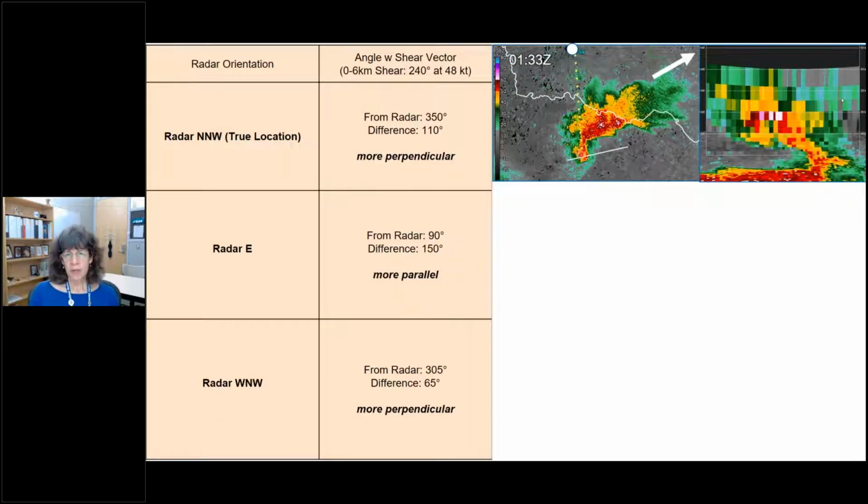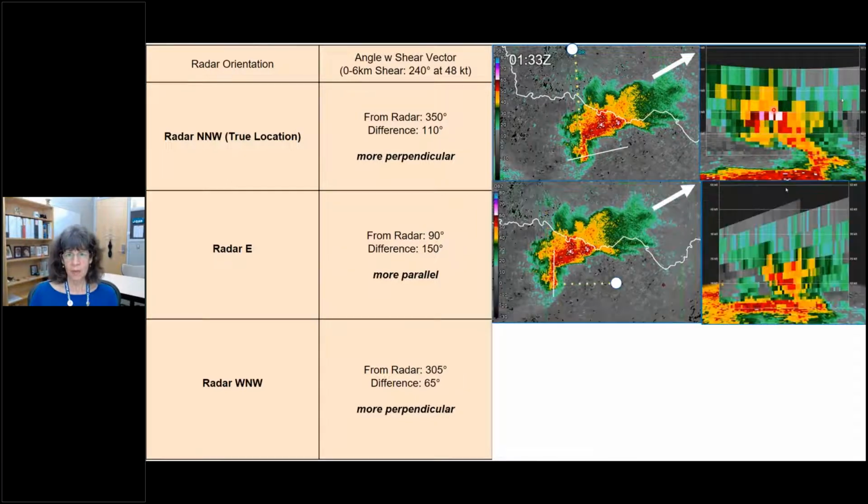All right, let's look at some data real quick. This is a supercell to the south of the radar, and our deep shear vector is the white arrow here. From this perspective of the storm, it's fairly close to being perpendicular. When we draw the cross section through the tip of the hook, we've got pretty robust reflectivity aloft for the side lobes to strike.